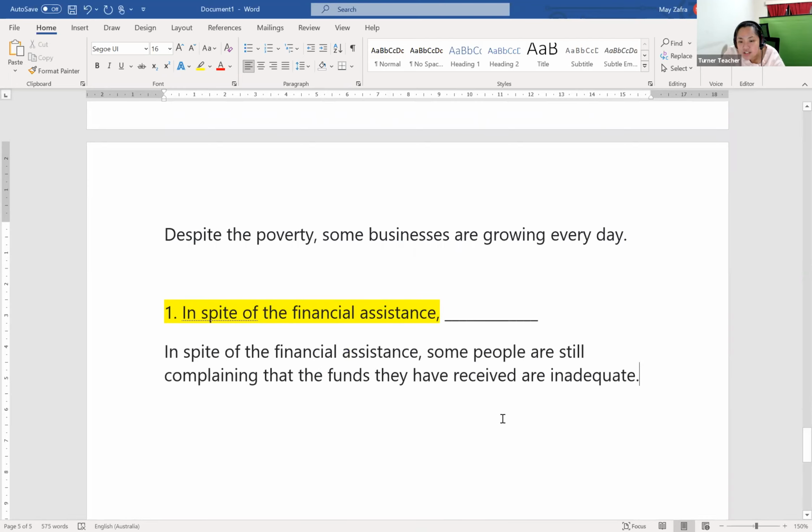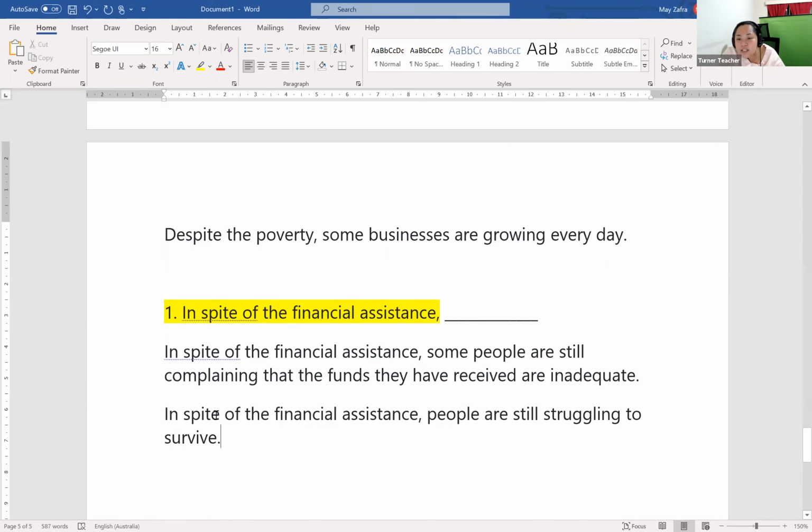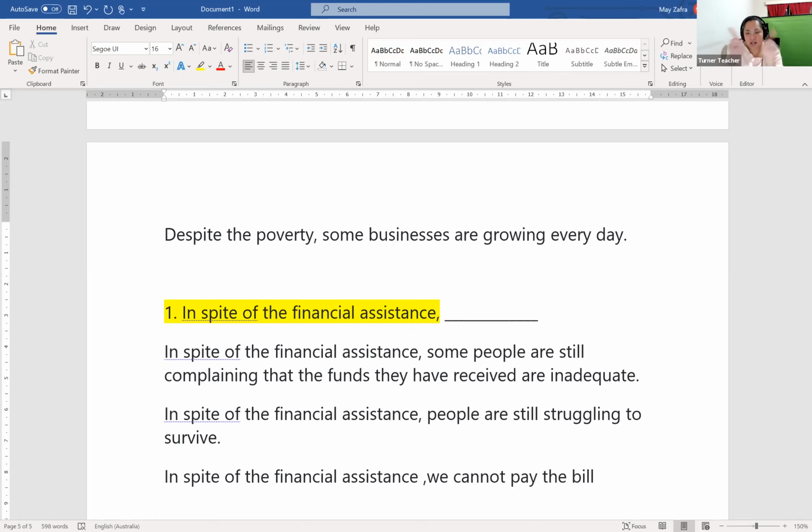In spite of financial assistance, people are still struggling to survive. Correct. Well done. In spite of the financial assistance, we can't pay the bill. Correct. When you are writing this kind of sentences, you cannot contract. It should be we cannot. Okay, you cannot make it short. Oh, okay. Yeah. In spite of the financial assistance, some businesses are still struggling to survive. Yeah.